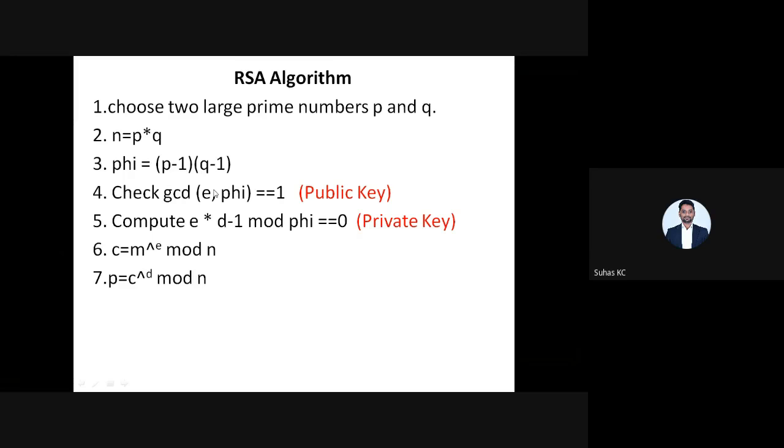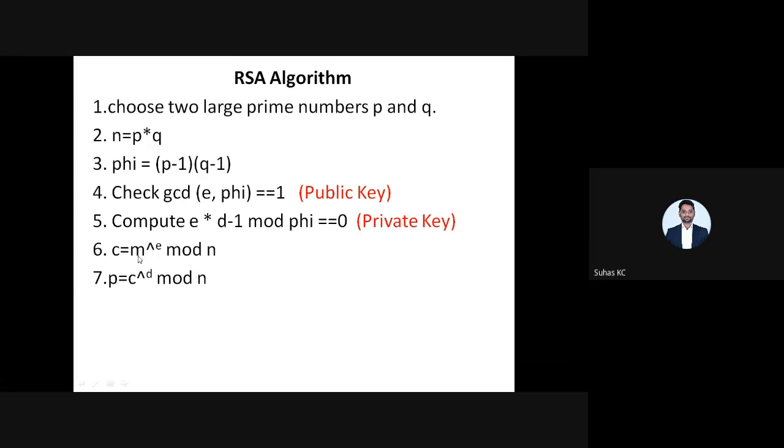In the same way, using the public key, you calculate the private key. This is the formula: (E x D - 1) mod phi, where phi you already got from your prime numbers. If it is equal to 0, whichever value satisfies this will be your private key, that is D. That's it. So now it is simple.